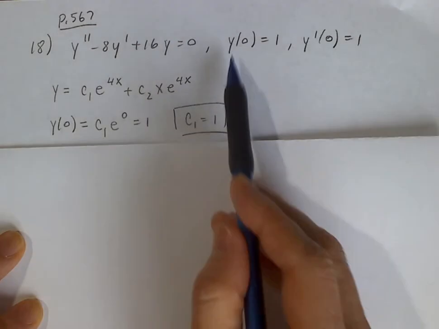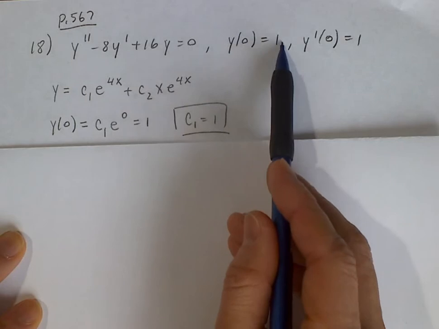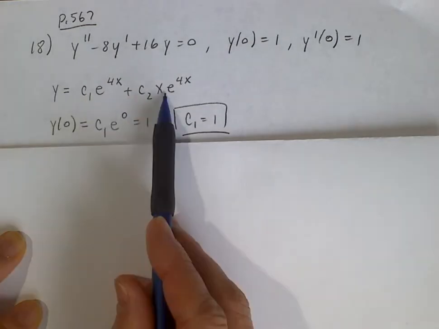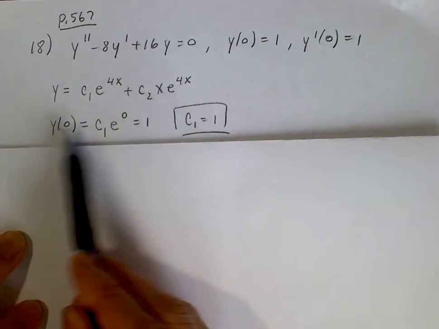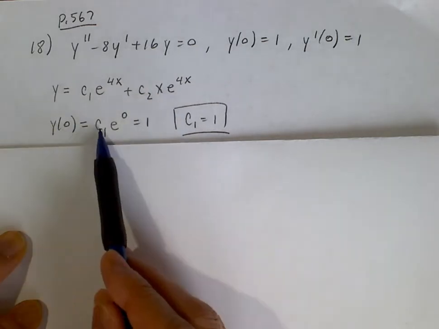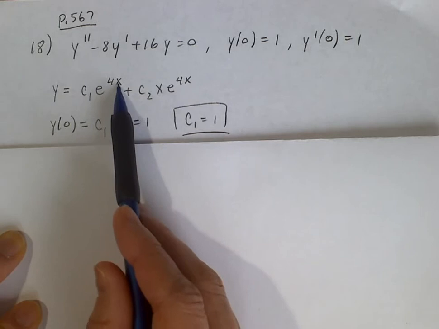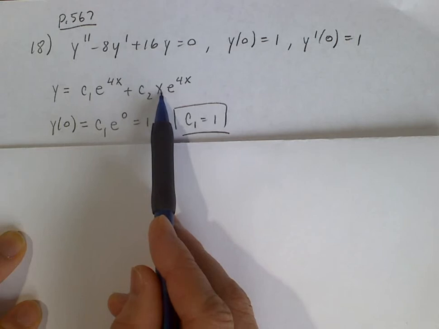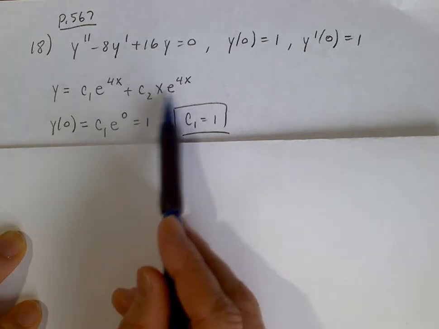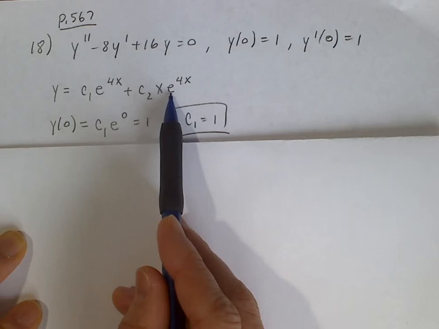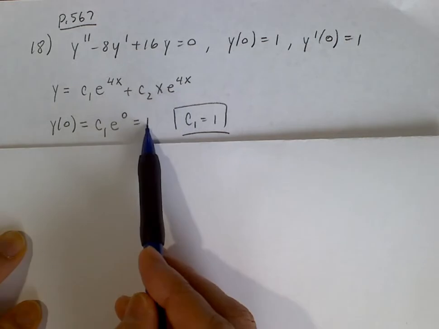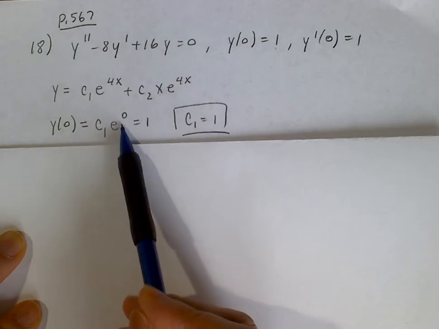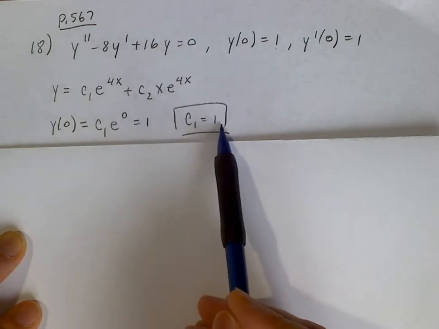using the initial value of y of 0 is equal to 1, and I'm just going to be directly plugging into this equation y of 0, right? So you have y of 0 is equal to c1, and then if you put in 0 for x, you get e to the 0. And this is just going to drop out because x is 0, so if you multiply this thing by 0, then it's just going to drop out as 0. And then that is equal to 1, right? So the 1 comes from here. So then solving for c1, that gives you c1 is equal to 1.